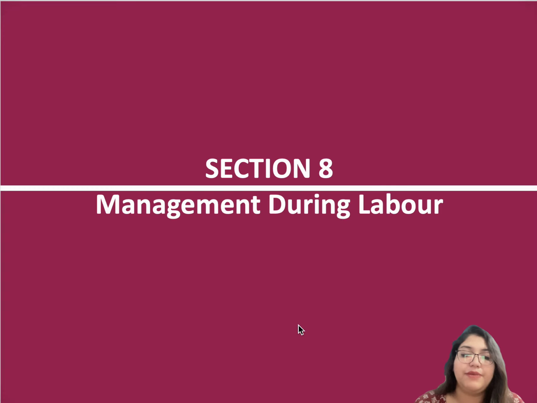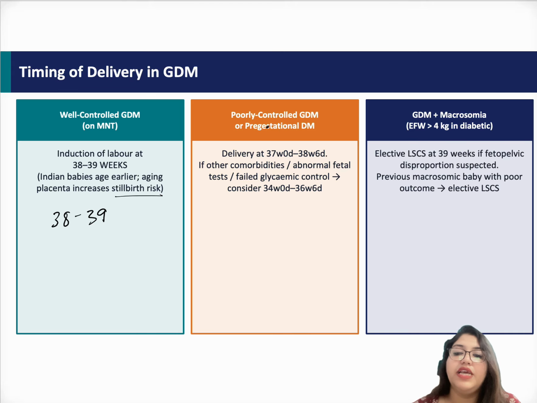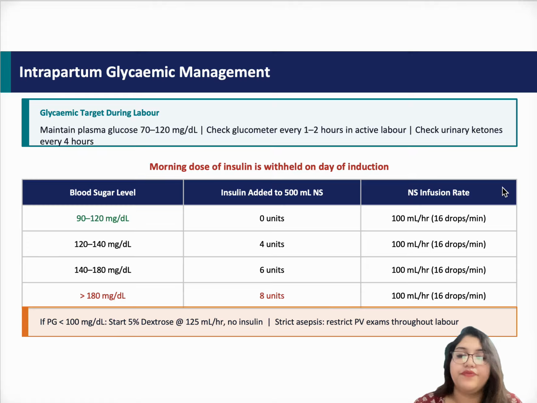So management during labor. Timing of delivery in GDM. Induction of labor is at 38 to 39 weeks. Indian babies age earlier. Aging placenta increases stillbirth risk. If she is poorly controlled GDM or pre-gestational diabetes, 37 to 38 plus 6 weeks. If other comorbidities are present like abnormal fetal test, failed glycemic control, consider 34 to 36 plus 6 weeks. GDM plus macrosomia, estimated fetal weight more than 4 kg in diabetic, then elective LSCS at 39 weeks if fetopelvic disproportion is suspected. Previous macrosomic baby with poor outcome, elective LSCS.